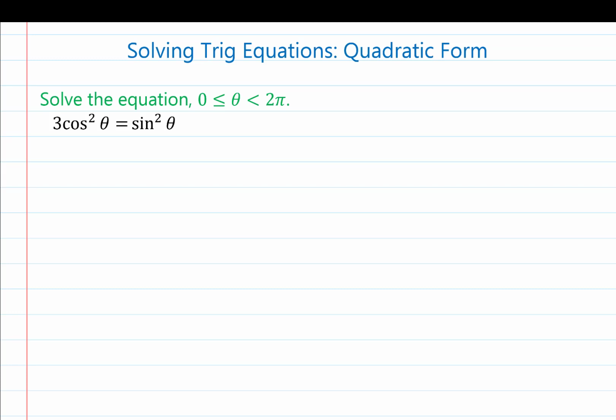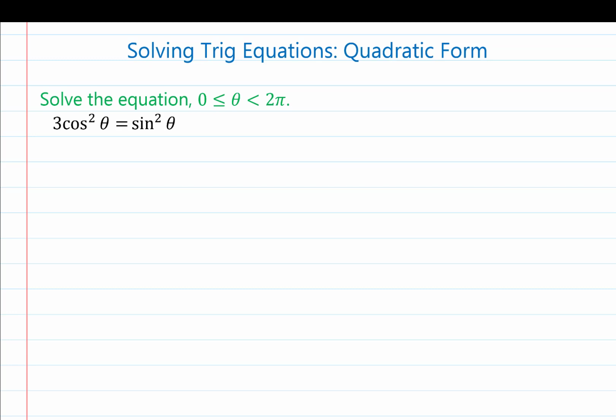Welcome back, mathematicians. In this video, we are going to solve more trigonometric equations. This time, the equations will be quadratic in form. So we are being asked to solve this equation where theta is greater than or equal to 0 but less than 2 pi. We have 3 times cosine squared theta is equal to sine squared theta.